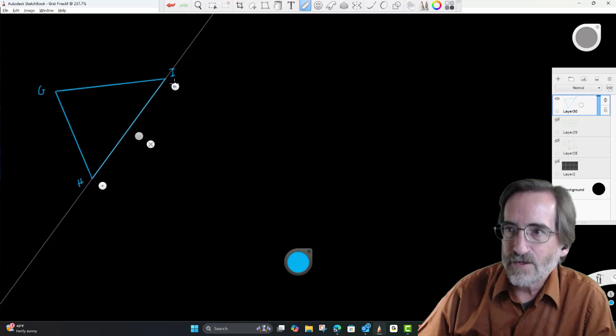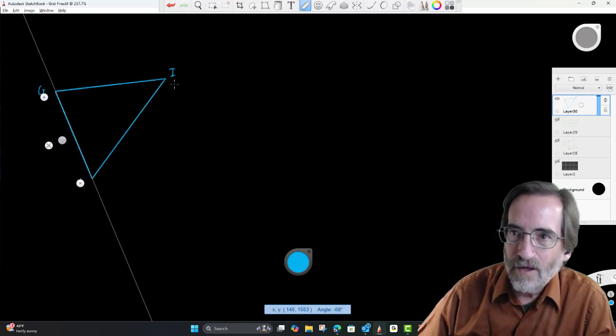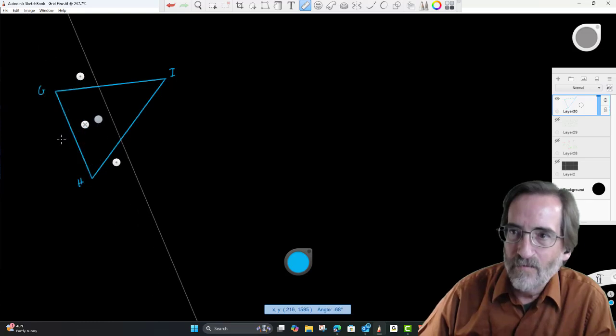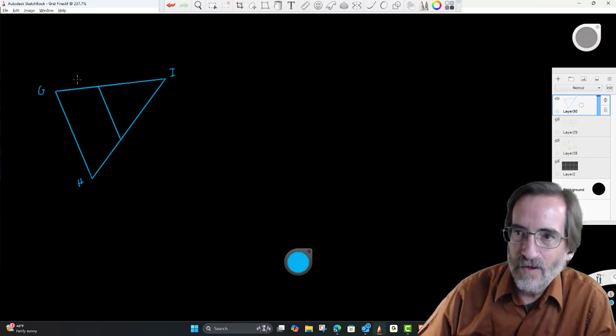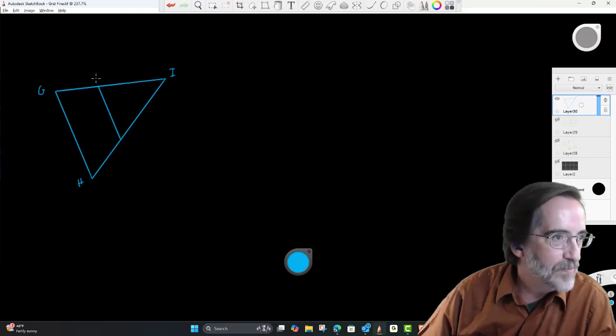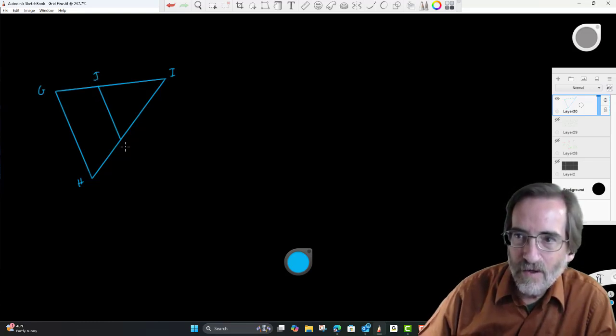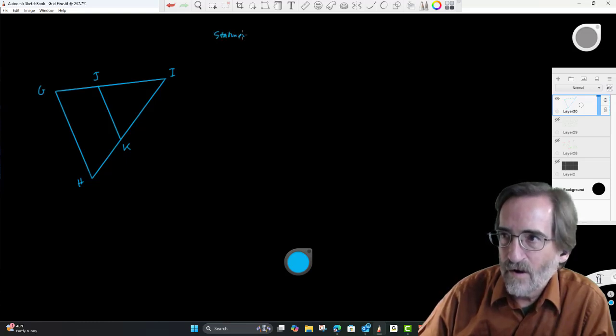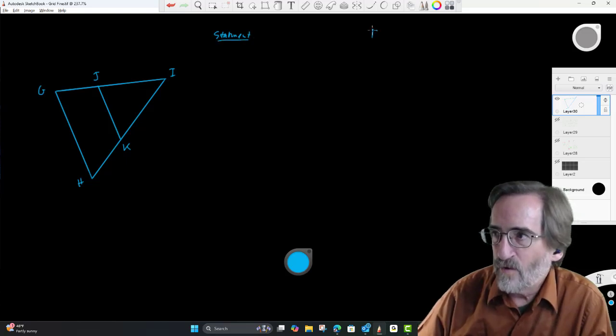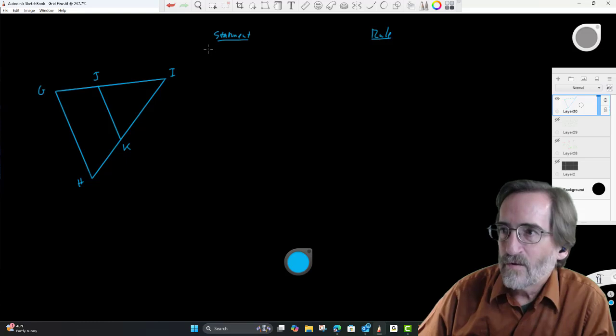So we're going to draw a line so that it divides the sides proportionately. Let's put J on GI and K on HI. And what we're told, what we're given, statement, and rule. Step 1 is what we're given.